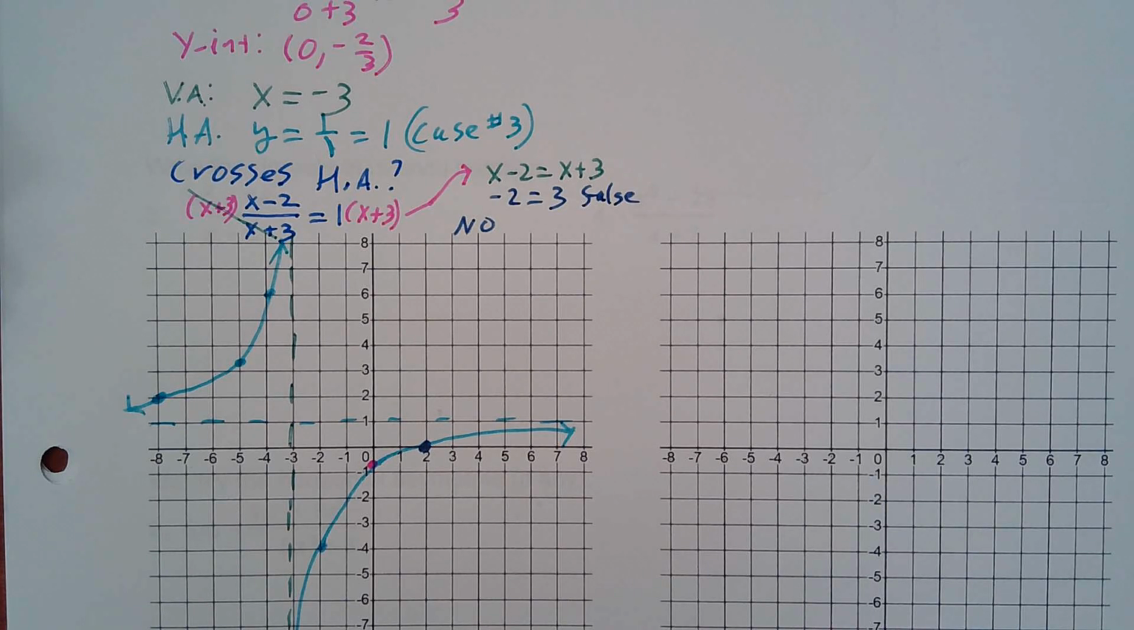Alright, let's try number 11. So again, just keep in mind, x-intercepts come from the numerator, vertical asymptotes from the denominator.